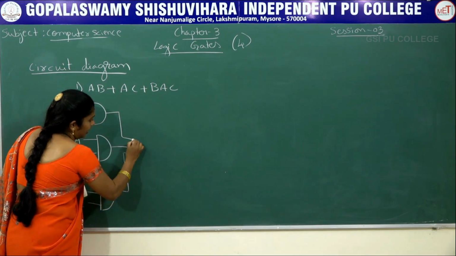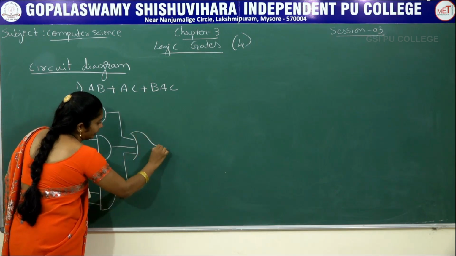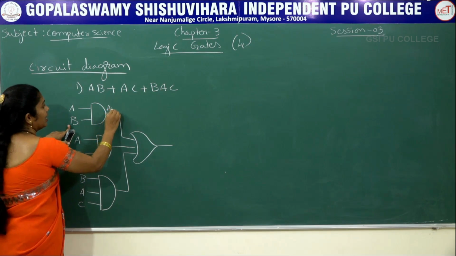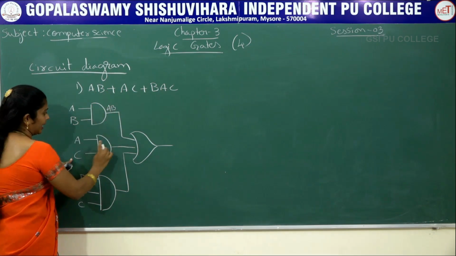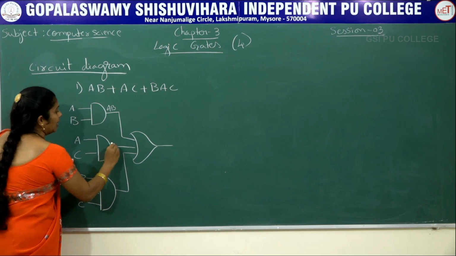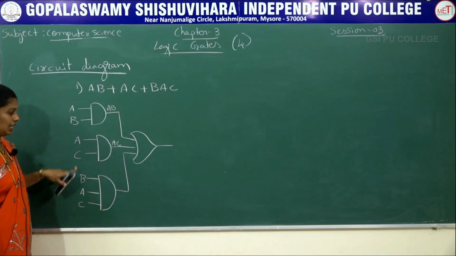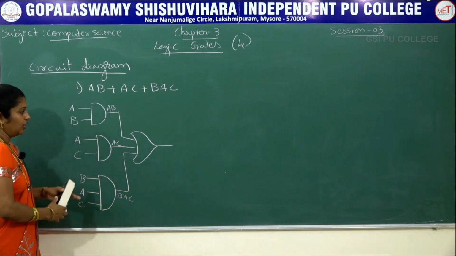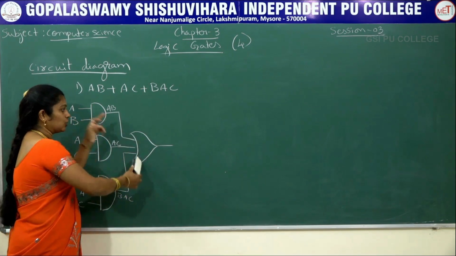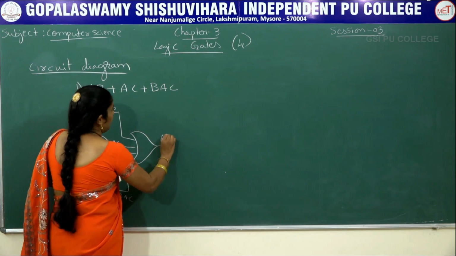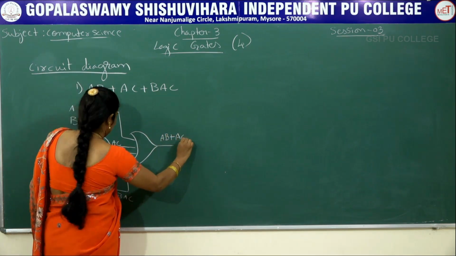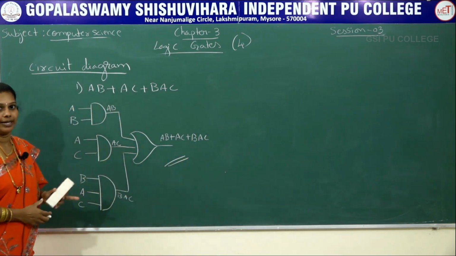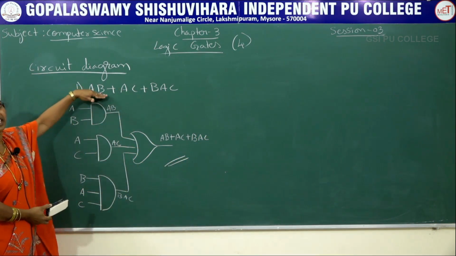See here, the inputs connect to the reverse C shape. Here the output is A dot B, the first part, and here the output is A dot C. In this case, BAC is the output. When all these are combined with the plus operator, the output becomes AB plus AC plus BAC. In this pattern, you can write the circuit diagram for the given expression.